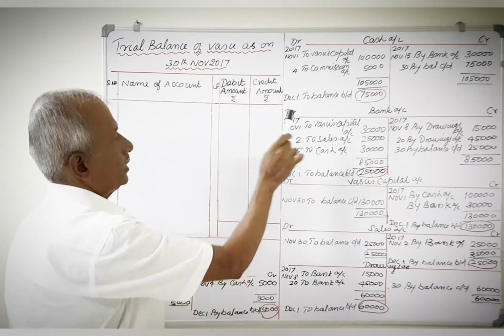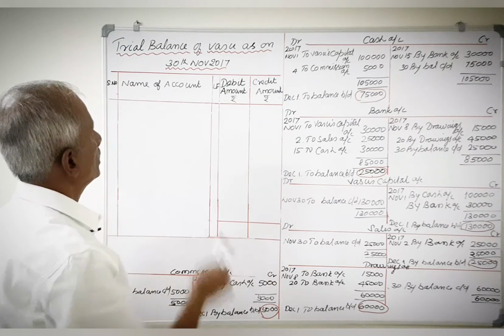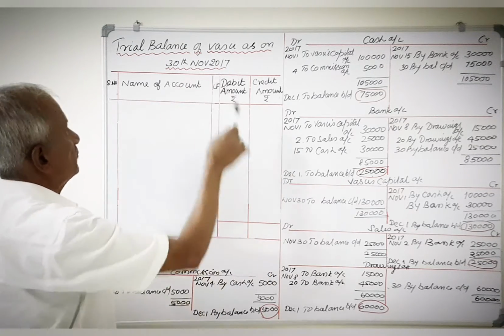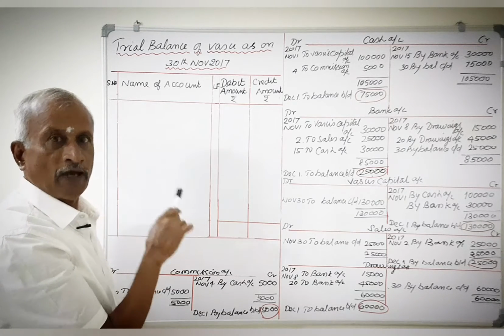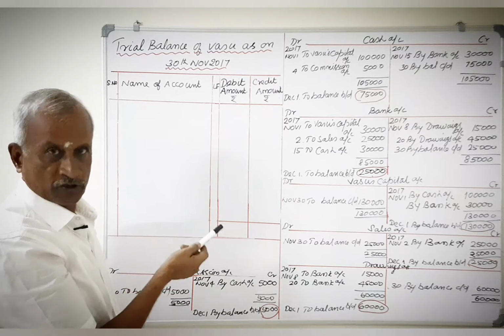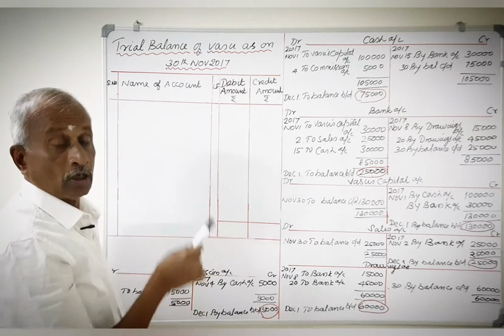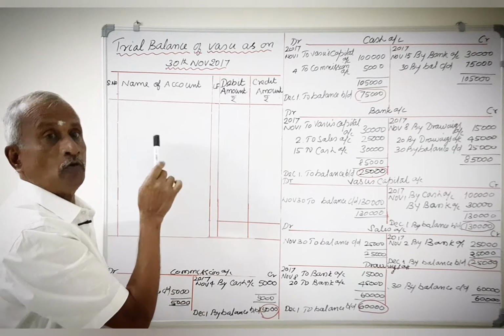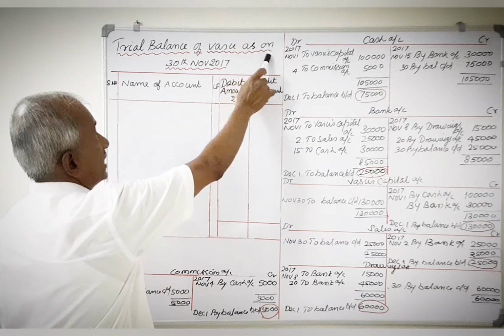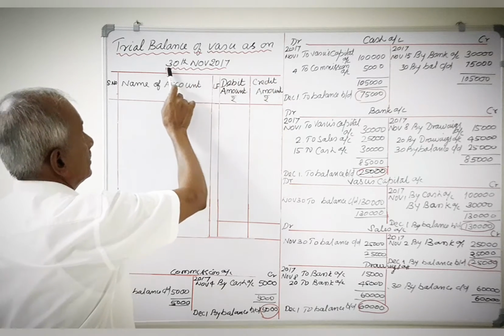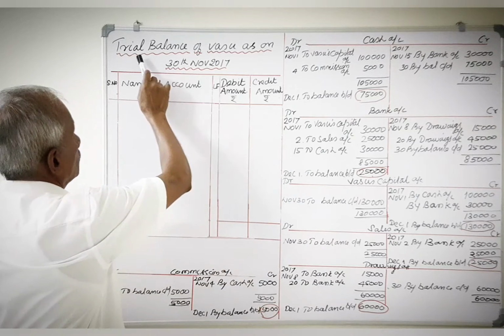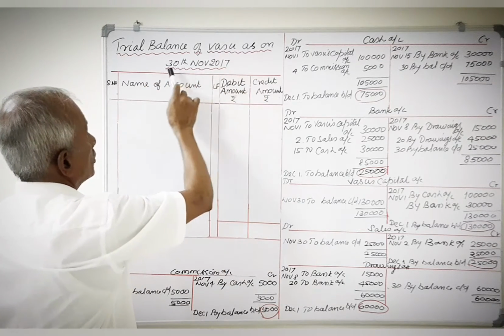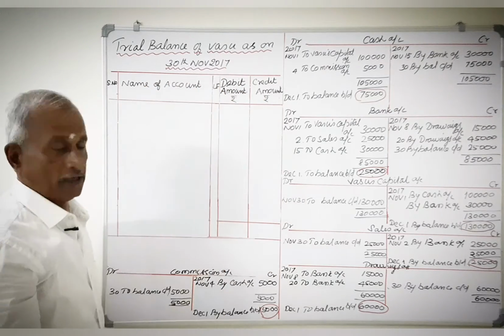Now let us prepare a trial balance. The format of the trial balance is given here. As we have seen already, trial balance is a statement or a list. It is not an account. And it is prepared on a particular date. So it should be written as on or as at, and the date should be given. So trial balance of Vasu as on 30th November 2017.